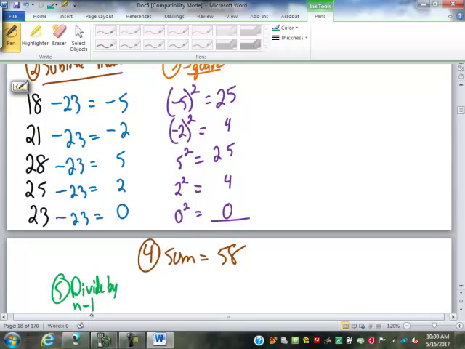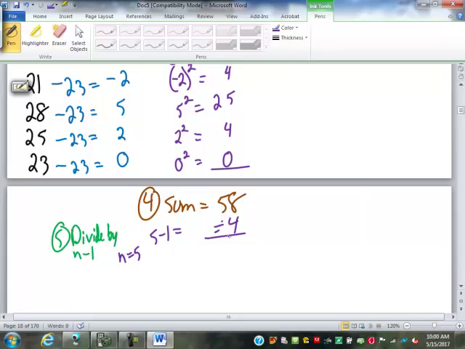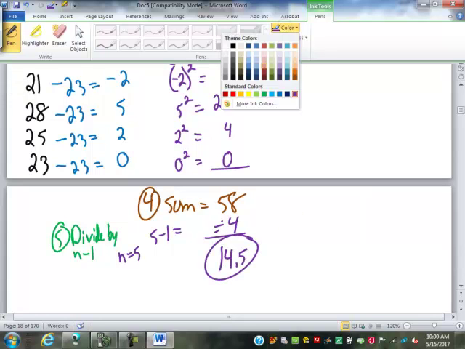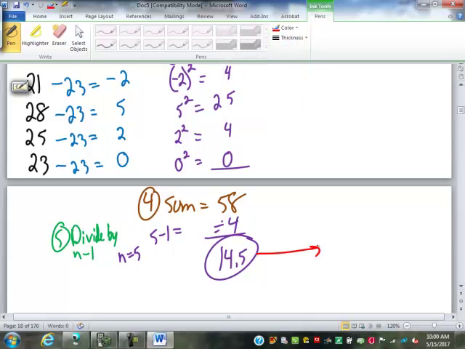Okay, so n equals 5. So 5 minus 1 is 4, right? We divide by 4. It's 14.5. That number right there would be called what? The variance. Very good.